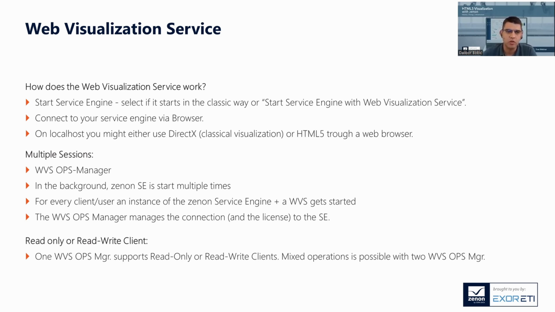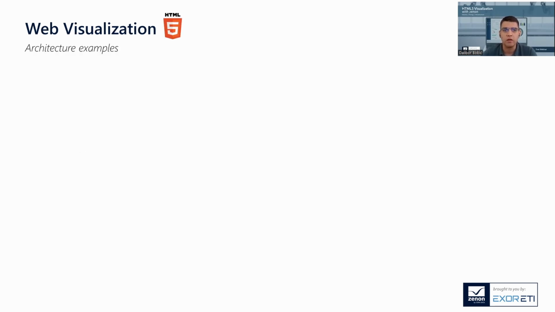Also, Ops Manager, as I mentioned, is used. It's in the background, and the service engine is started multiple times. For every client or user, one instance of service engine is started, so you can use your project. There are also two options: for the clients, it can be read-only or read-write. For that option, we also use Ops Manager, but it can be one or the other. It cannot be both, so we need two Ops Managers if we want different functionalities. We will see this in this architecture example, which Nicola will later explain further in more detail.